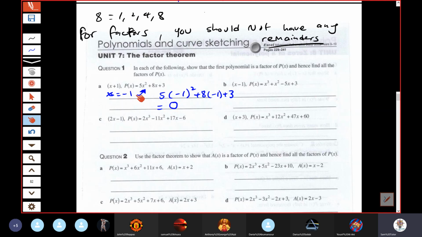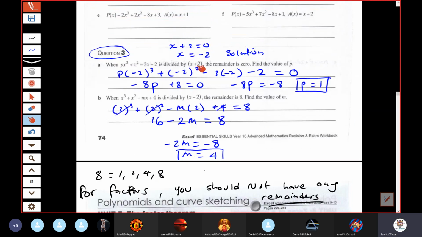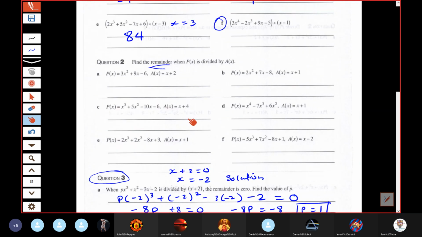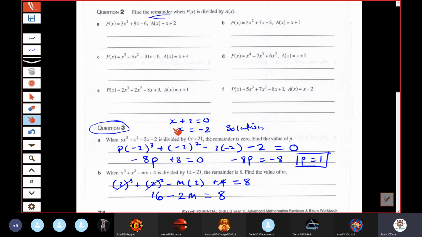But how do we do that here? We just solve, sub it in, and then if it gives you a remainder, then it's not a factor. So like these ones, this x plus 2 is a factor technically, right? Because the remainder was 0. x minus 2 is not a factor. These ones all are not factors because there's remainders. Does that make sense?